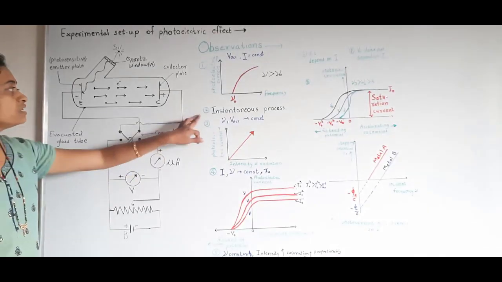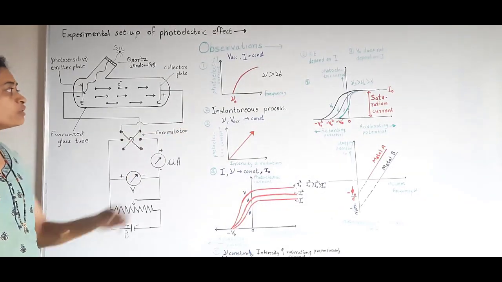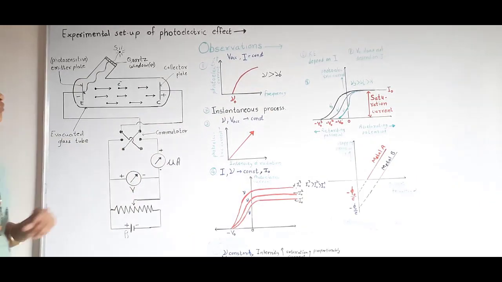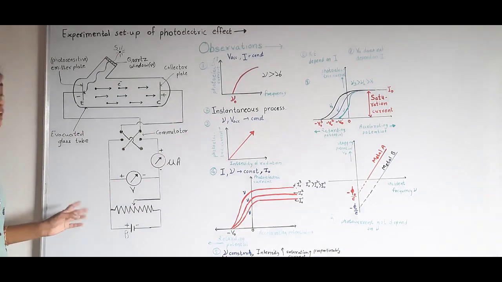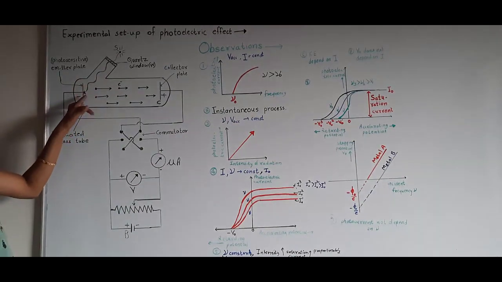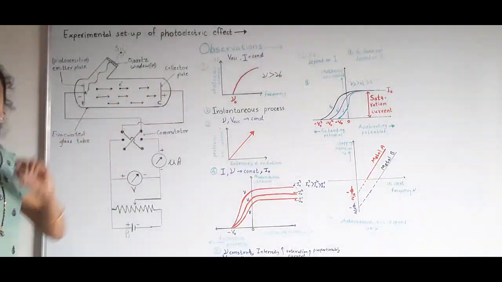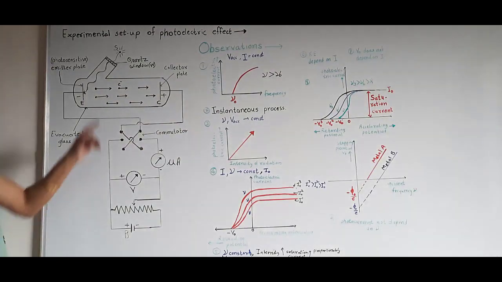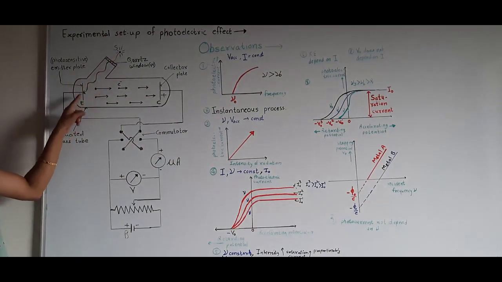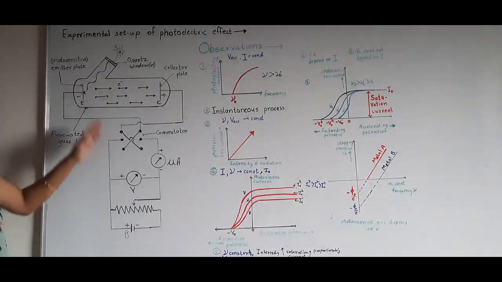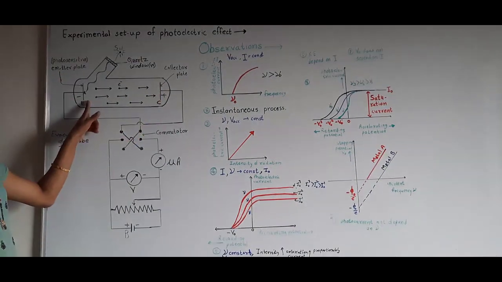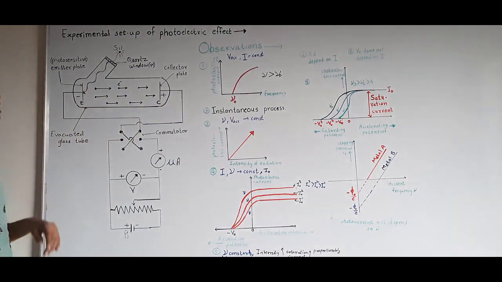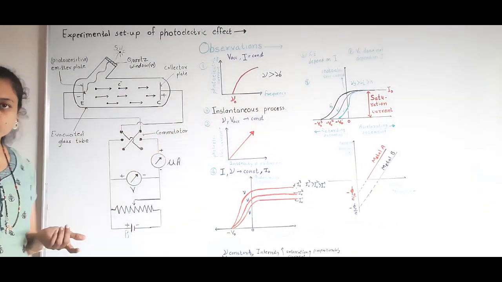Next we consider the second point, which is about the instantaneous process. What is the instantaneous process? It means there is no time lag between the incidence of radiation and the emission of photoelectrons. We can say that when light is incident on the emitter plate, at the same time photoelectrons are ejected from that emitter plate, and therefore this is an instantaneous process.